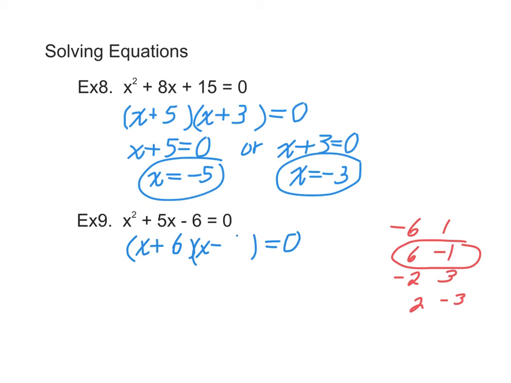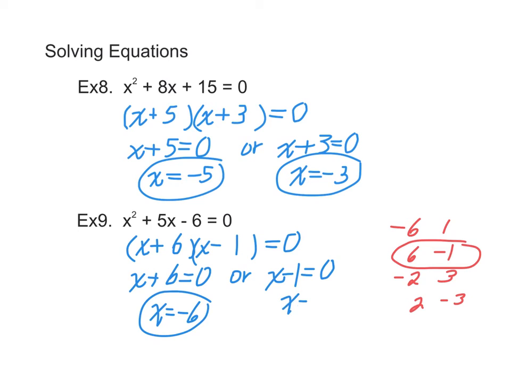+6, -1. One of these factors has to be equal to 0. So I'm going to go ahead and solve for both. One of the answers will be -6. The other answer will be +1. That's important to note when you're doing the factors. We found 6 and -1 to be the actual factors that go in this equation, but you'll notice how the opposite answers are going to be the solution. And that's because we have to solve these individual equations.